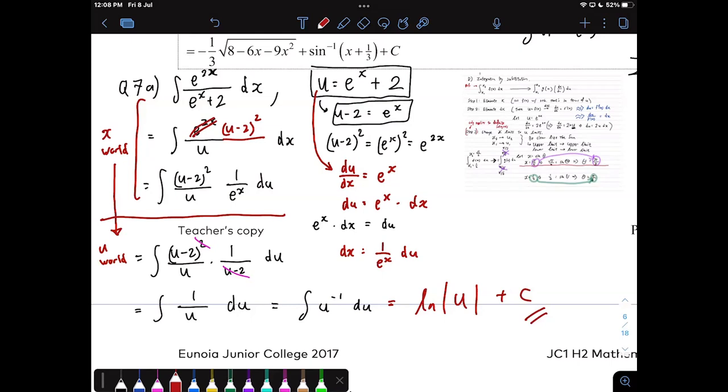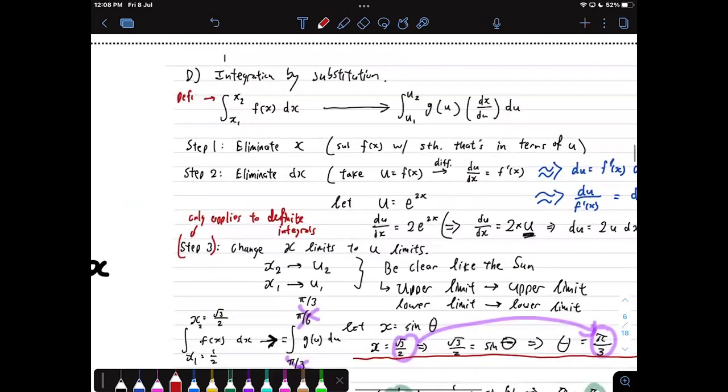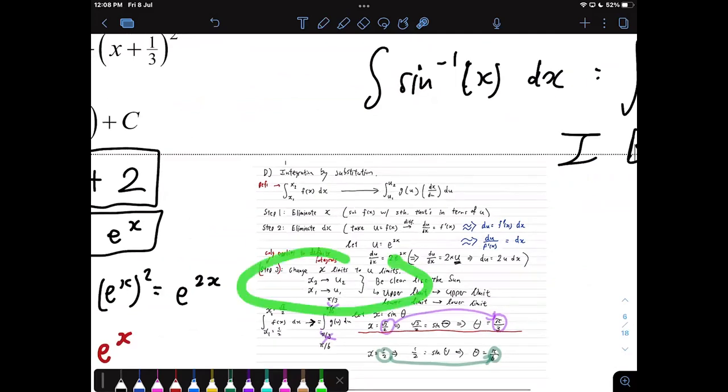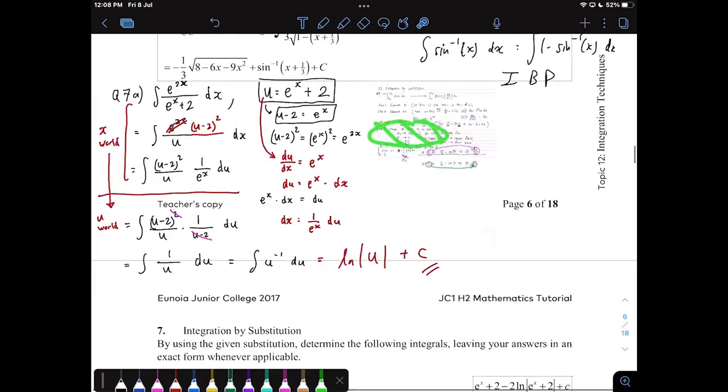Wrong. Let's look at the procedure. Eliminate dx done already. That's good. Step 3 we skip because there's no upper and lower limit. It's not a definite integral. And yes, correct. You must answer the question when they start off with x. Your final answer must be in x. So we must start back with ln of modulus of. What's u? e^x plus 2.